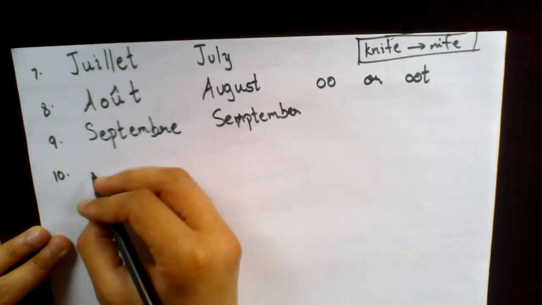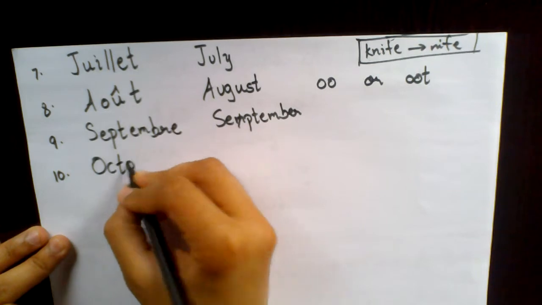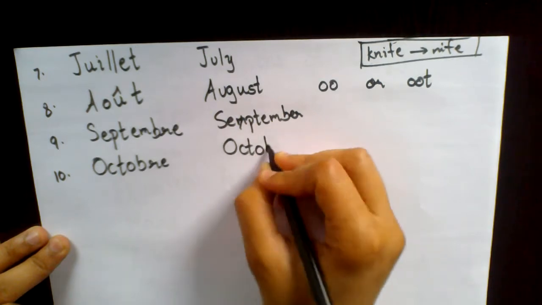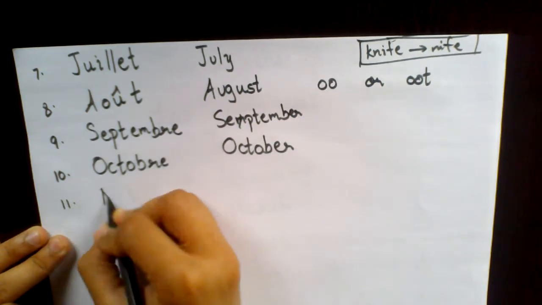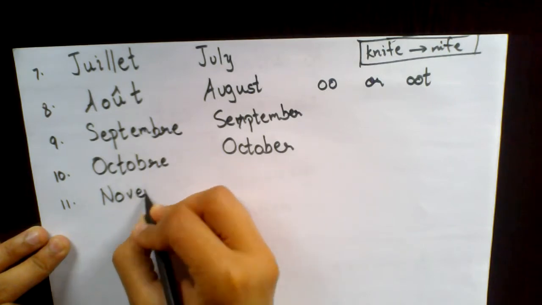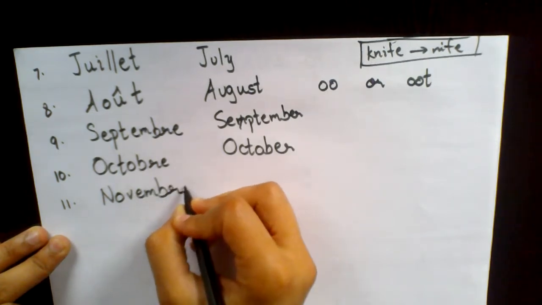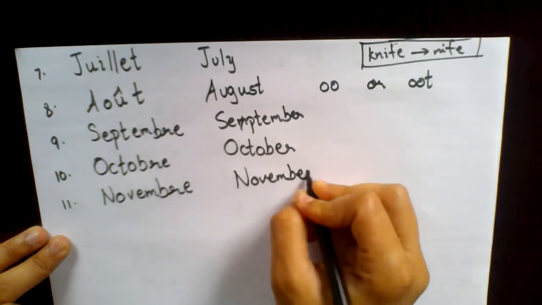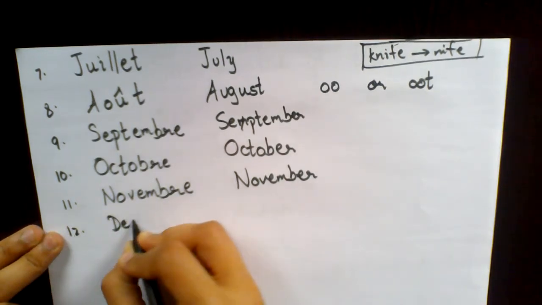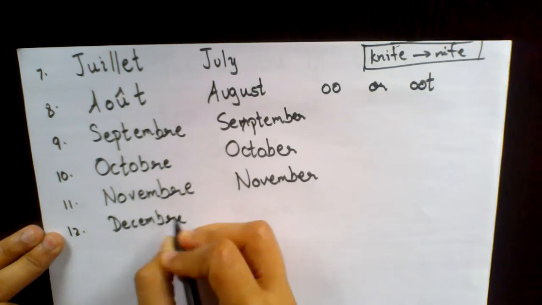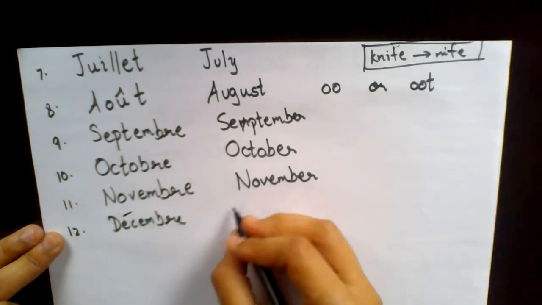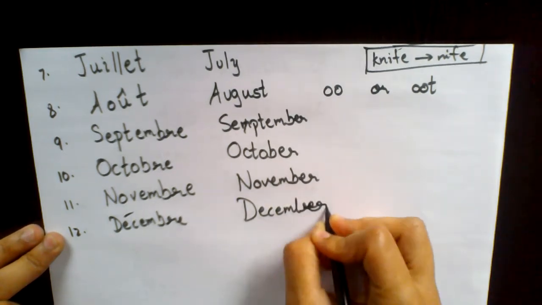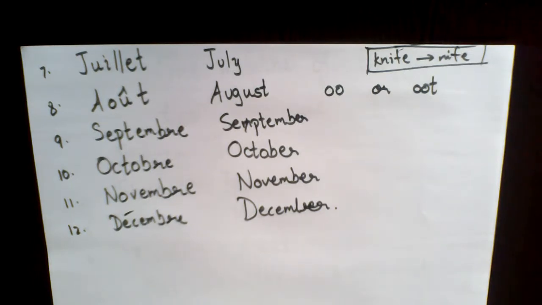Then you have the tenth, which is Octobre. Then you have Novembre. Again, E is there, but you pronounce it the same way. Then you have Décembre, and you have an accent. You might have noticed that the last four months are pronounced almost the same way, so it becomes easy for you after August.